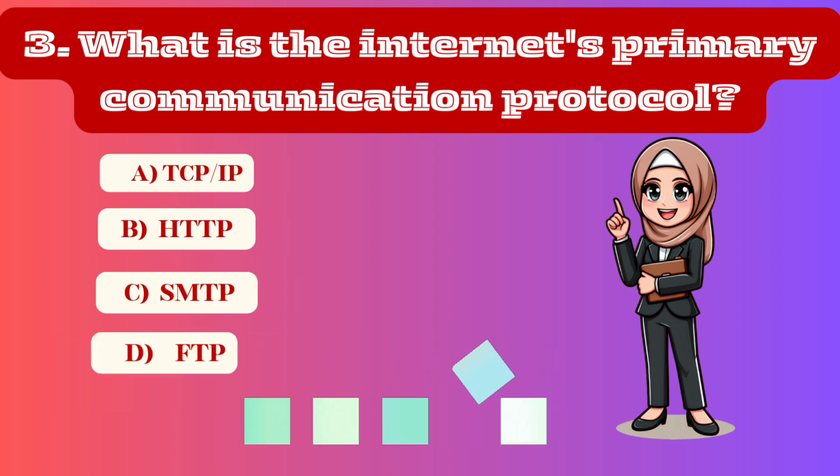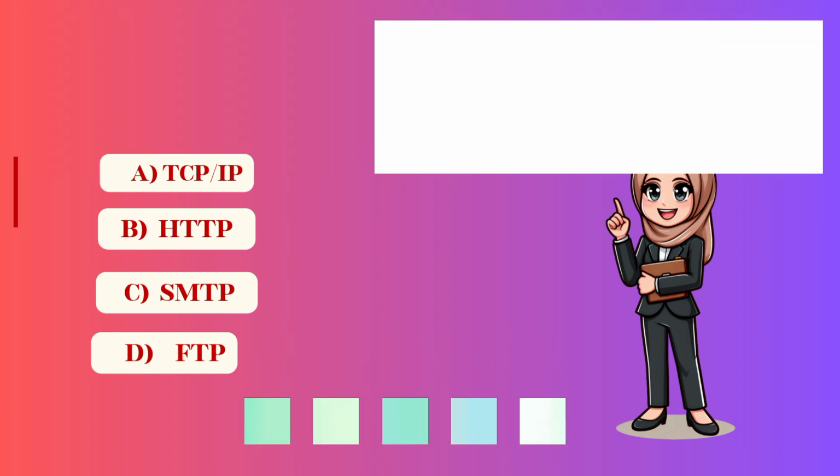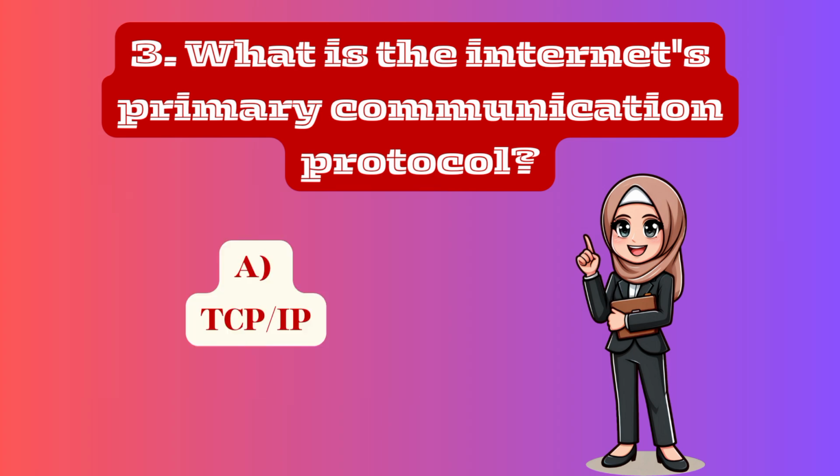What is the Internet's primary communication protocol? A. TCP/IP. B. HTTP. C. SMTP. D. FTP. The correct answer is TCP/IP.